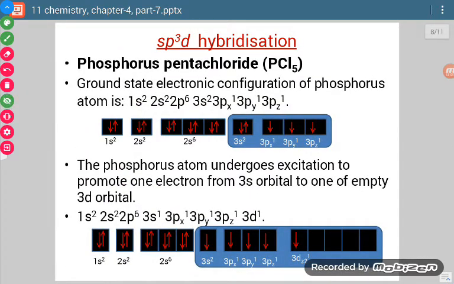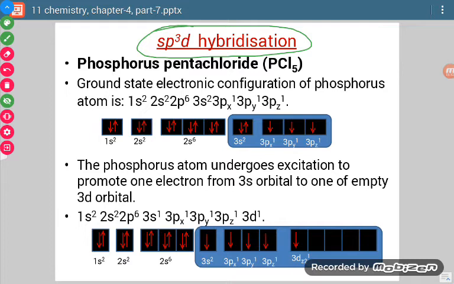Now let us discuss second type of hybridization. Second type of hybridization is sp3d hybridization. Now in sp3d hybridization, let us take one example. If suppose we have to define it, then how will we say?